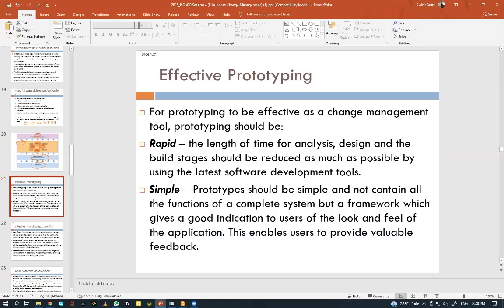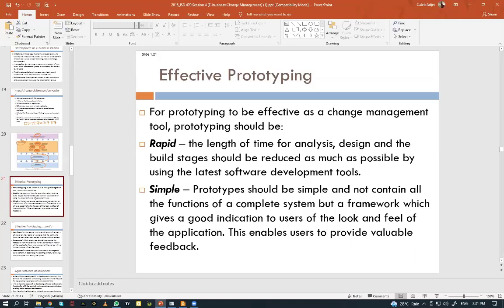What are the steps for effective prototyping? For prototyping to be very effective, number one, the length of time for the analysis, design, and build stages should be reduced as much as possible by using the latest software development tools. So it must be rapid, quick. We should do it as early as possible because we want to get it out there. Then simple. It must not be shrouded in too much secrecy or a complex kind of system. Prototypes should be very simple and not contain all the functions of a complete system, but a framework.